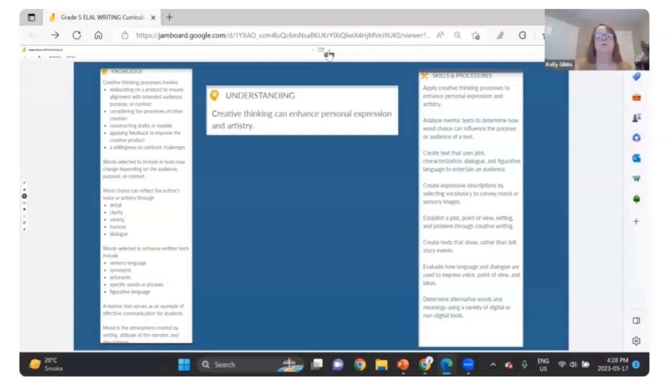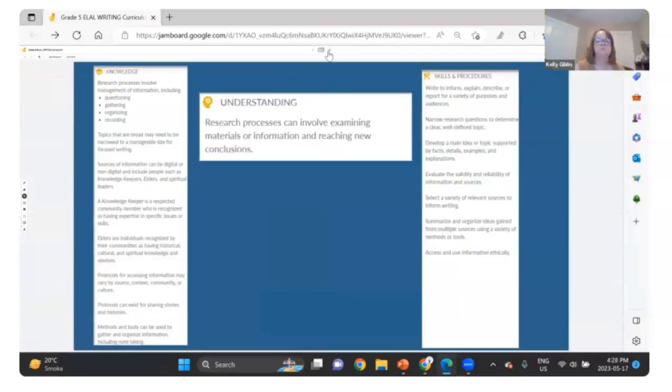All right, and now we're on to the understanding of research processes and the knowledge they need to know. Research processes involve management of information, questioning, gathering, organizing, recording. How do they do it? Writing, research questions, main idea. So more thoughts on how to use the research process.